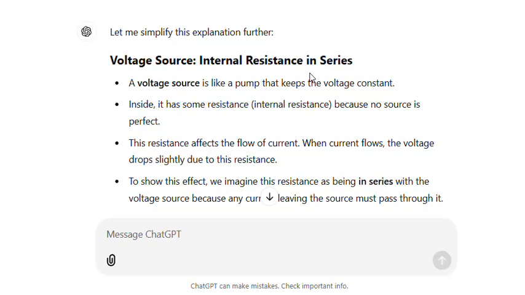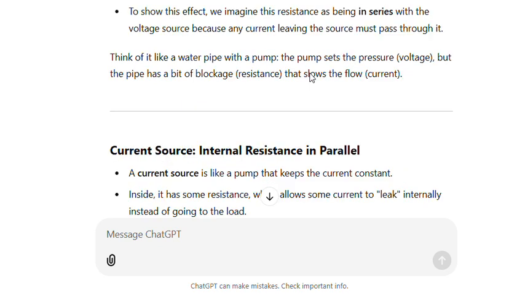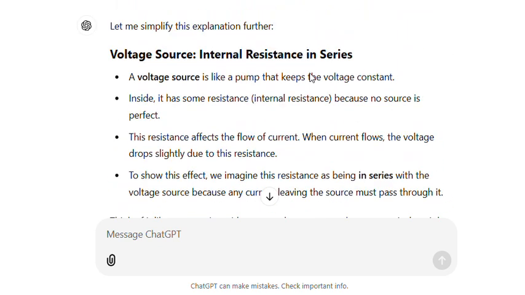Resistance in a voltage source is connected in series, while the internal resistance in a current source is connected in parallel. A voltage source, according to ChatGPT, is like a pump that keeps the voltage constant. Inside it has some internal resistance, because no source is perfect, right? This resistance affects the flow of current. When current flows, the voltage drops slightly due to this resistance.